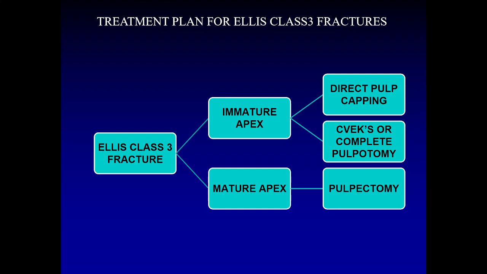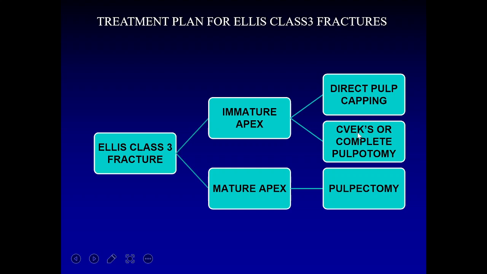And direct pulp capping is basically you're not touching the pulp and you're directly applying calcium hydroxide over it. But here some form of contamination has happened, be it the patient's own saliva. Okay. So what you will do is you will do a Cvek pulpotomy.